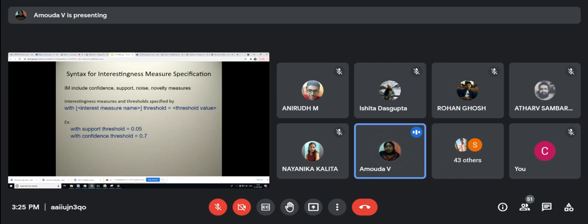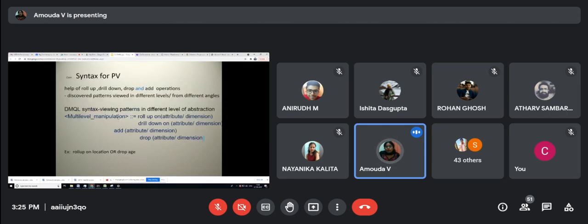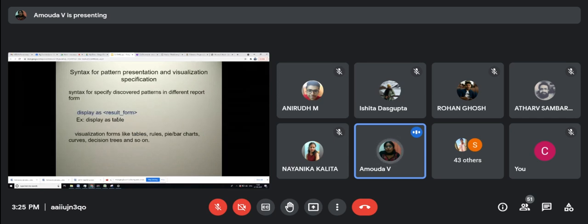Now we have gone to the fourth primitive. And the fifth primitive is display as result form, or tabular form, or a bar chart, or whatever form you want. So what is the syntax you need to use? Display as result form. Instead of result form, you should use the particular one, either a table or a chart. So now you have seen the syntax.